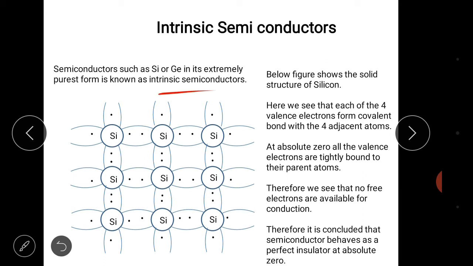The below figure shows the solid structure of silicon. Here we see that each of the 4 valence electrons forms a covalent bond with the 4 adjacent atoms. At absolute zero, all the valence electrons are tightly bound to their parent atoms. Therefore, we see that no free electrons are available for conduction. Therefore, it is concluded that semiconductors behave as a perfect insulator at absolute zero.